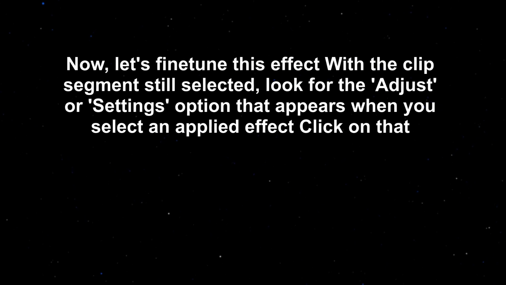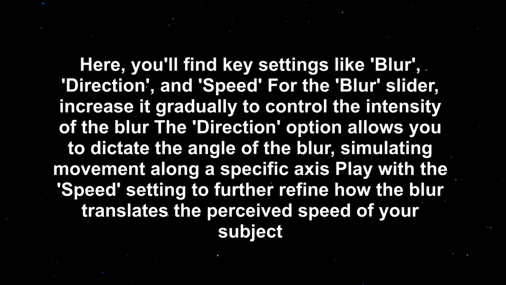Now, let's fine-tune this effect with the clip segment still selected. Look for the Adjust or Settings option that appears when you select an applied effect. Click on that. Here, you'll find key settings like blur, direction, and speed. For the blur slider, increase it gradually to control the intensity of the blur.